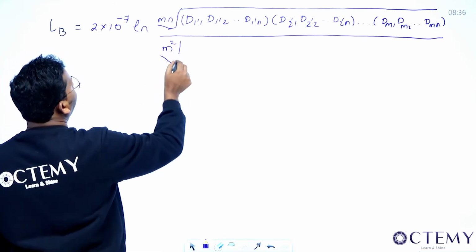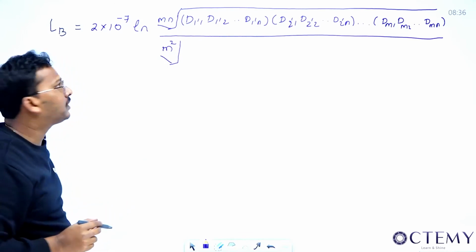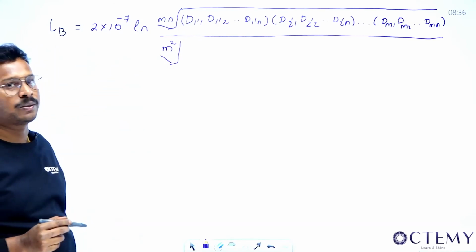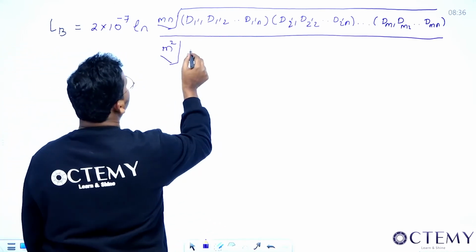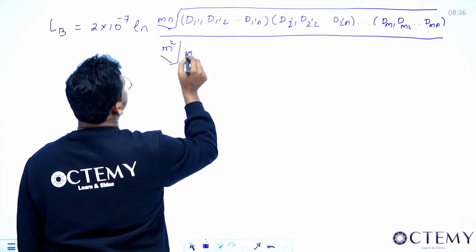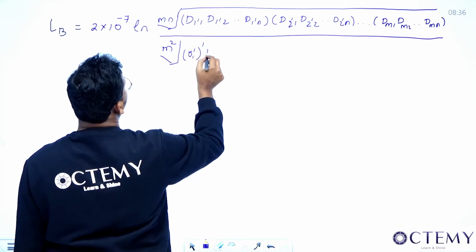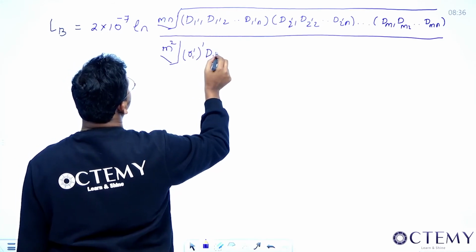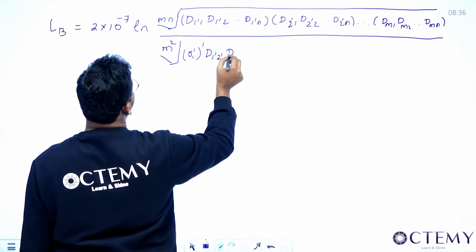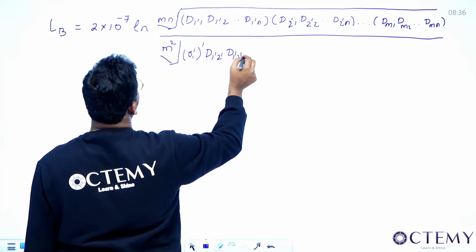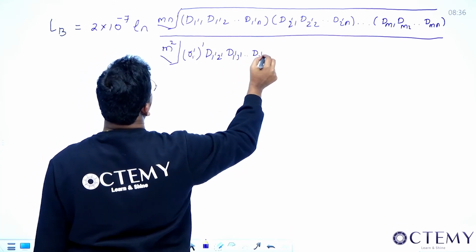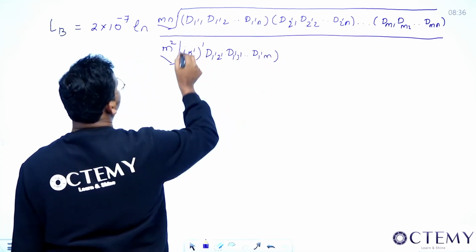it has m number of strands. It has m number of strands in B, so it will be m square. So m square, how will you get, sir? R1 dash effective radius into distance between 1 dash and 2 dash, distance between 1 dash and 3 dash, and then so on, distance between 1 dash and m.